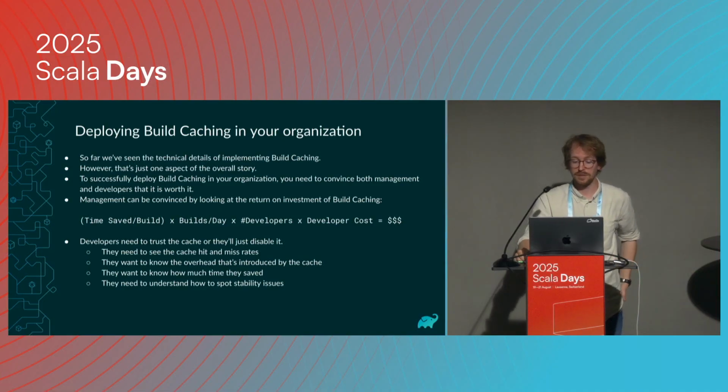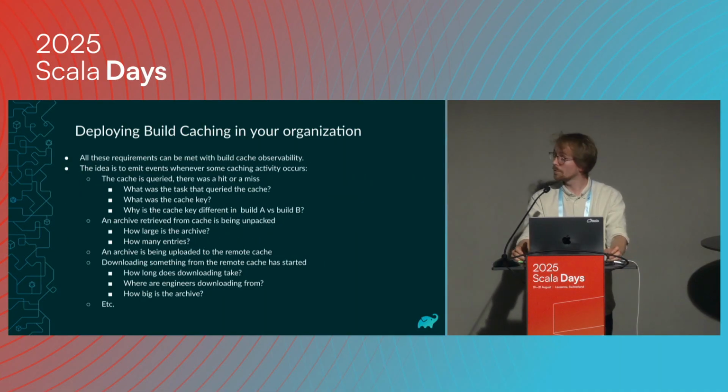Developers, on the other hand, need some more numbers. They would like to know what hit and miss rates the build cache introduces. They want to know how much overhead they get by introducing the cache, because you need to compute cache keys, you need to interact with the cache and so on. That has a cost. They will want to know how much time was saved by introducing the cache. And finally, they need to understand how to spot stability issues.